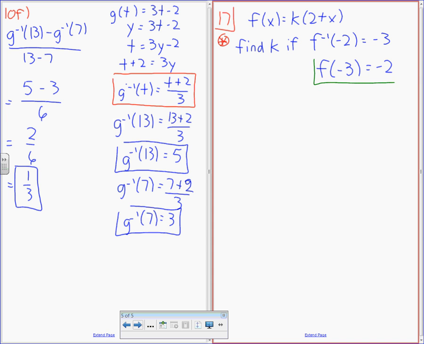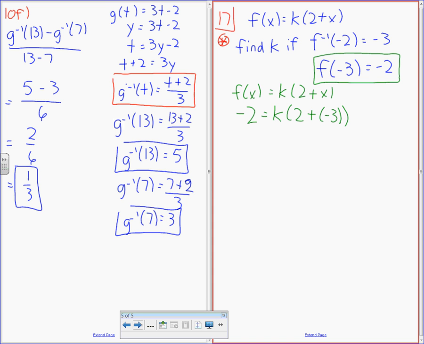Now that I have that, somebody tell me how I can solve for k. So I'm going to say, if I know that f of negative 3 is equal to negative 2, then negative 2 equals k times 2 plus negative 3. Somebody tell me how I got that. Yeah, right? This is like your y value. This is our original equation with x here, and that changed to negative 2. Our x value is negative 3, and our y value is negative 2. Now it's just algebra.